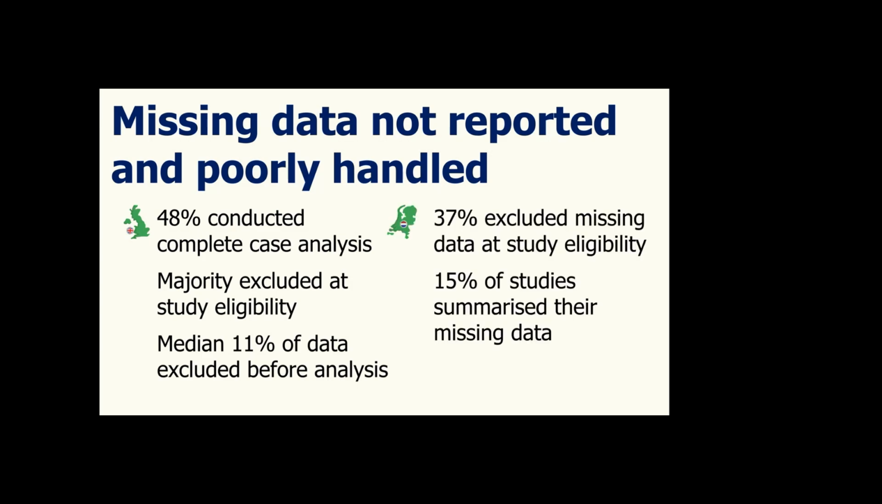Slightly lower for the Utrecht review, but generally still quite high, in that 37% excluded missing data at study eligibility when we looked across all specialties, with only 15% actually summarising their missing data. So, as I say, this is the reason I'm going into this: there's a real impact here on sample size.